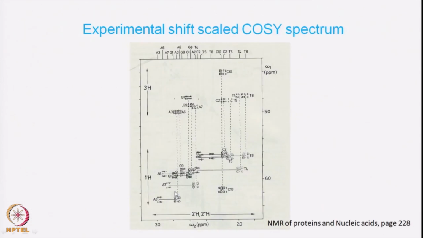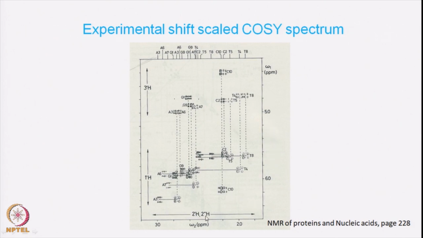So, here is an experimental, practical example, although you cannot see the fine structures here, but this was used to improve the resolution in the fine structure of the peak. This is a spectrum taken from Wüthrich's book, NMR of Proteins and Nucleic Acids, and this is a spectrum of a DNA molecule. You have so many cross peaks here. What is shown here is only the cross peak region of a DNA segment.